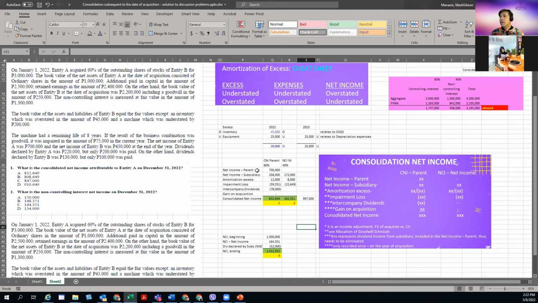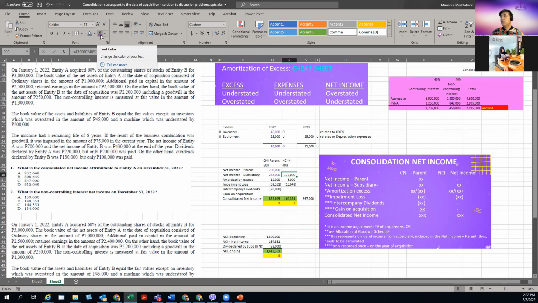So, net income of the parent, given naman, that's 700,000. Net income of the subsidiary, that's 430,000. Sabi natin, we have to split this based on the proportionate share. That's 430,000 multiplied by 60% for the parent, and then 172,000 for the non-controlling interest. Ito na. So sabi ko sa inyo, this is very important, no?